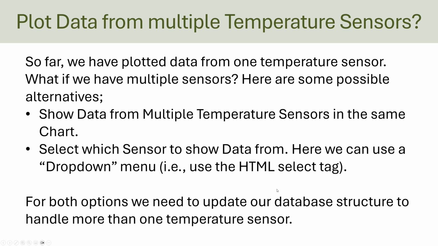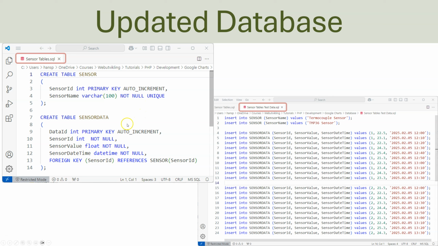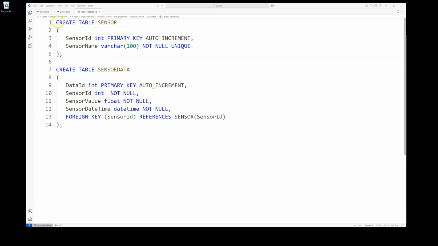For both these options, I guess we need to update our database. Our previous database contained one table, a temperature table, but now we need more than one table. We could have one table called sensor, where we store the name of the temperature sensor, and then a second table where we have the data itself. So this table stores the different names for the sensors, and this table stores the data from the different sensors.